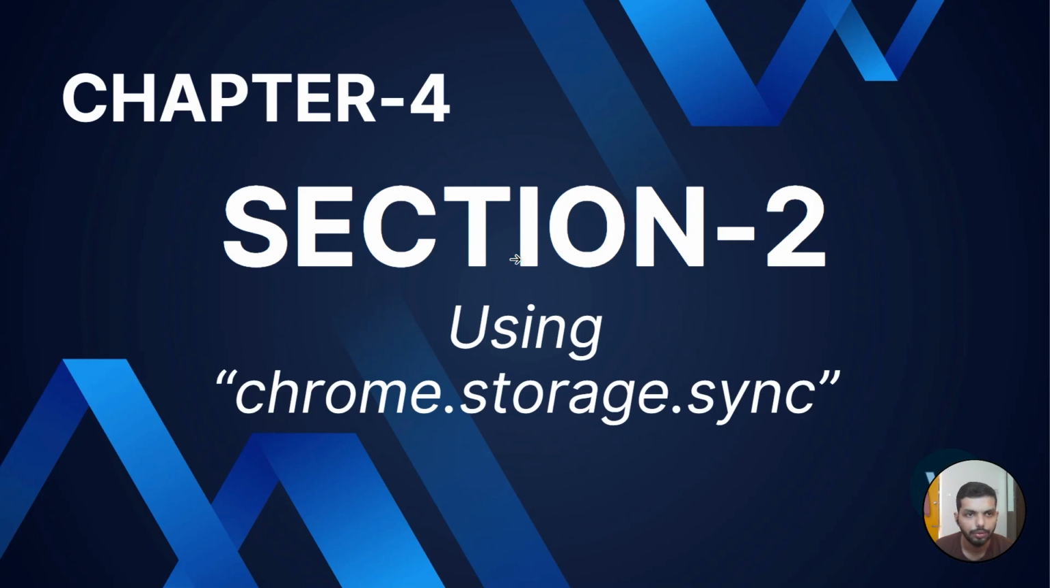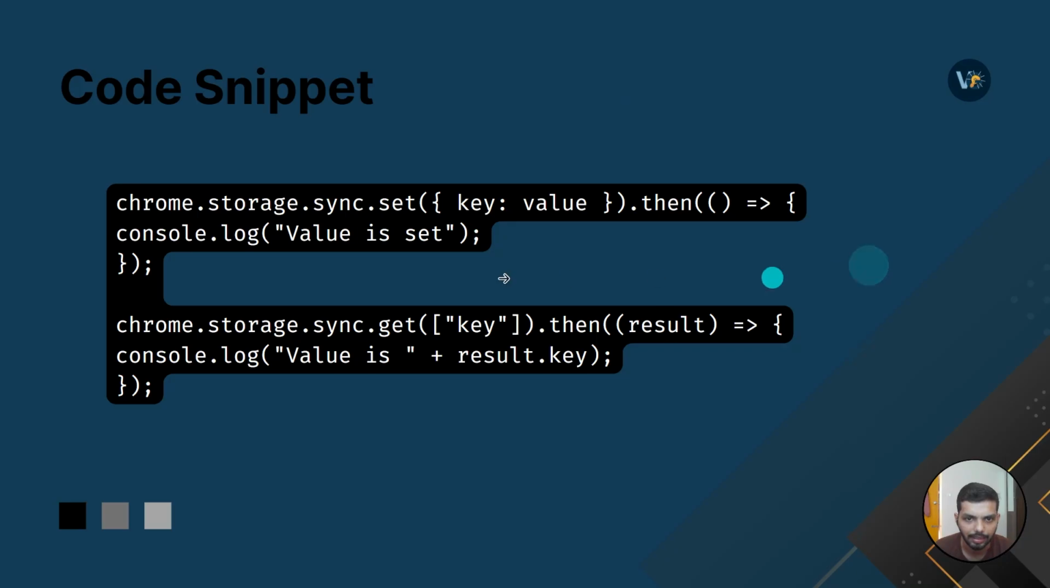Section 2 of chapter 4 was all about how we can use chrome.storage.sync. These are basically the code snippets. All of the storage types are useful, but sync is the only one that allows us to sync between devices. So everything that is stored over here can be viewed on other devices.